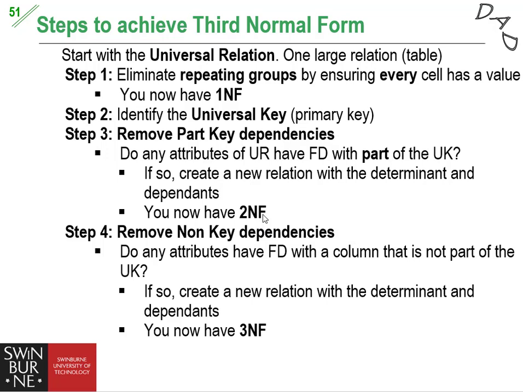Step 4 is we need to remove non-key dependencies. Do any attributes have a functional dependency on a column that is not part of the universal key? If you have, you can create a new relation with the determinant and the dependent. Once you have created that, you are in the third normal form.